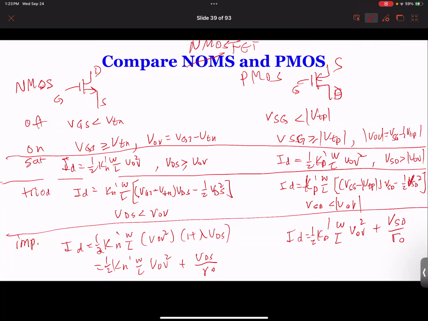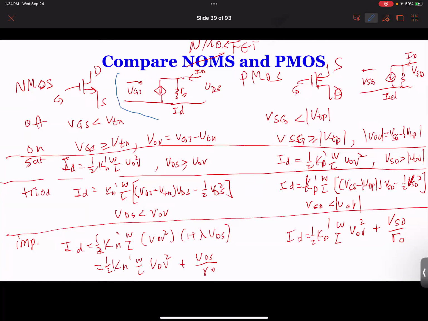And we can also draw the equivalent circuit, which, if you remember, for NMOS, and for PMOS, and then that equation is ID, which are going to give you NMOS. Okay, so now we have this comparison.